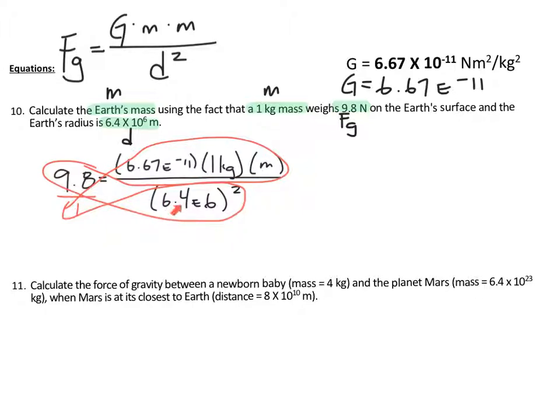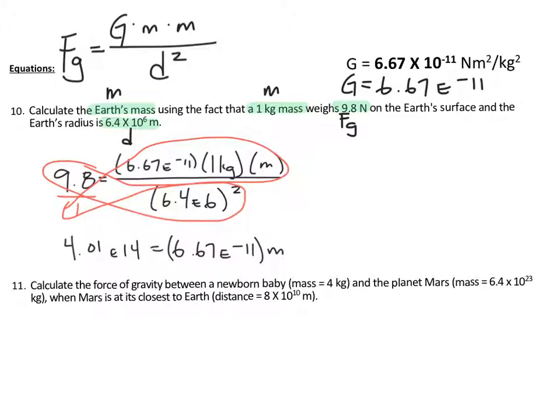Okay? So when I multiply the 6.4e6 squared times 9.8, when I type that into the calculator, I get 4.01e14 equals, and when I cross multiply the 1 times everything that's on here, well, 6.67e negative 11 times 1 is just 6.67e negative 11, and then times m. So I don't know m yet. So I'm going to rewrite it just like it is here. 6.67e negative 11 times m.